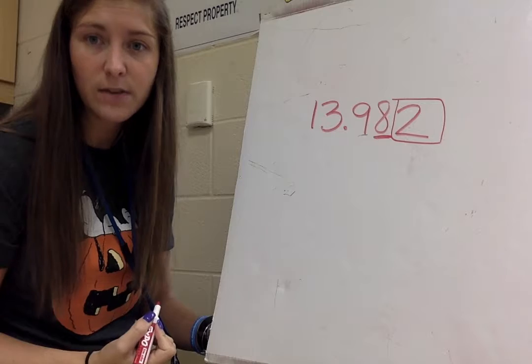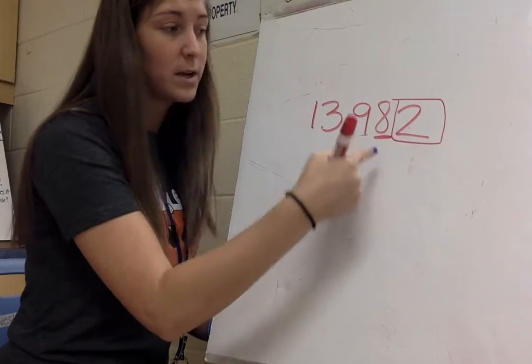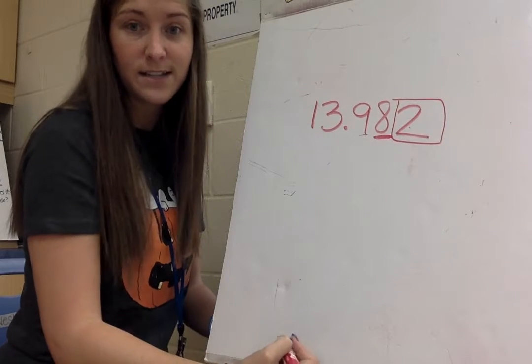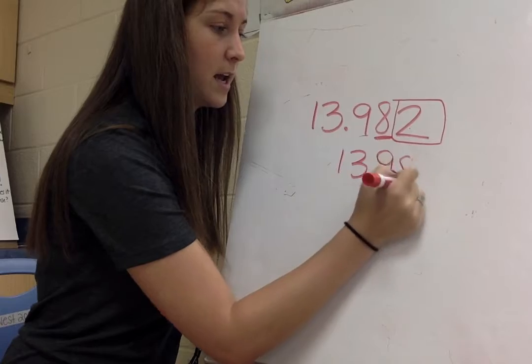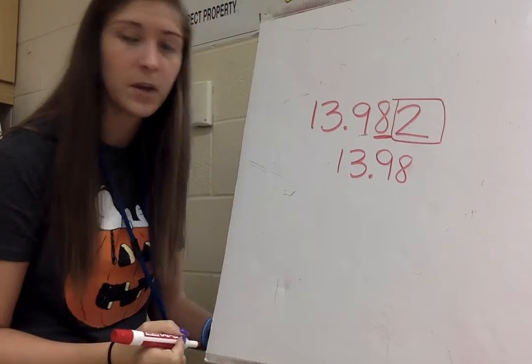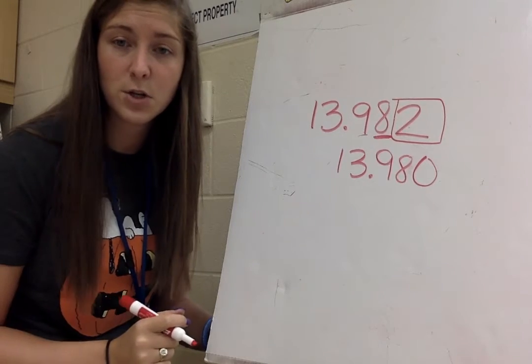Is 2 greater than 5 or less than 5? Good, it's less than 5. So that means my 8 just stays the same. So my number is 13 and 98 hundredths. Remember, you can also add a 0 back there. It's not going to matter. It doesn't change the value of it.